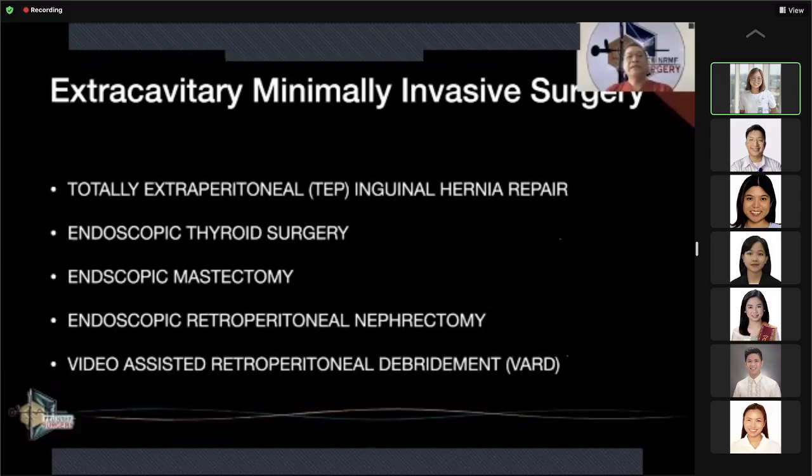Endoscopic thyroid surgery. So imagine working in the neck without a space. So you need to create that space. Endoscopic mastectomy, endoscopic retroperitoneal nephrectomy, and the video-assisted retroperitoneal debridement, or the VARD, no? This is a procedure done for pancreatic necrosis. So you do not enter the abdomen. You create a working space in areas which there are usually no cavities.